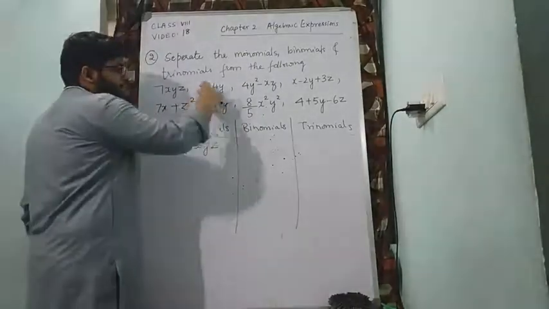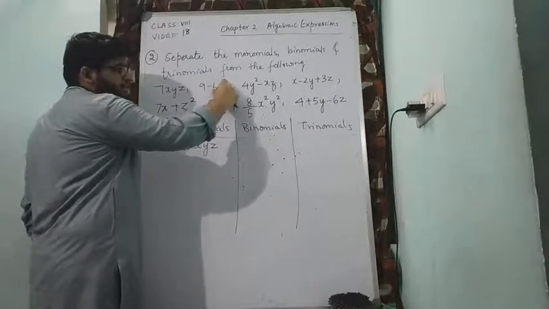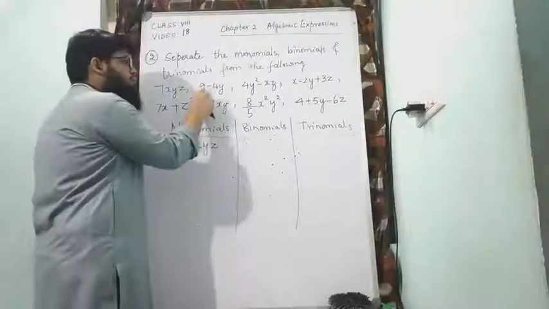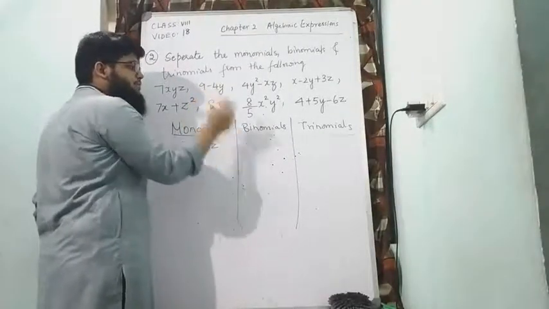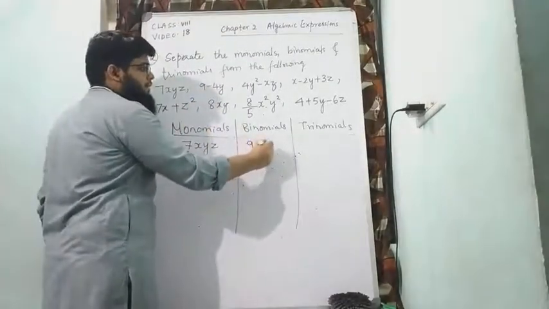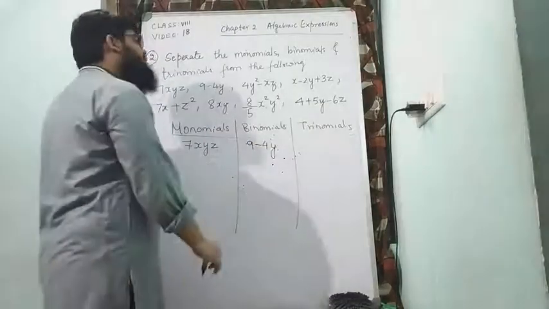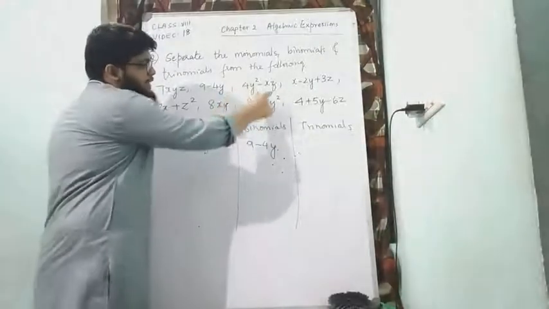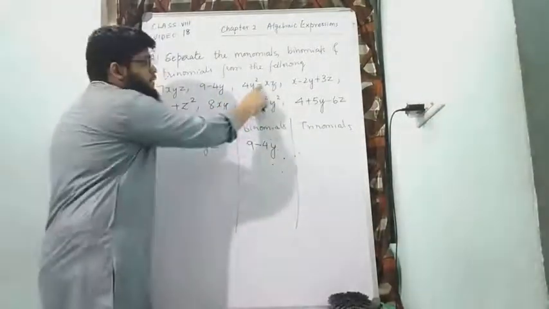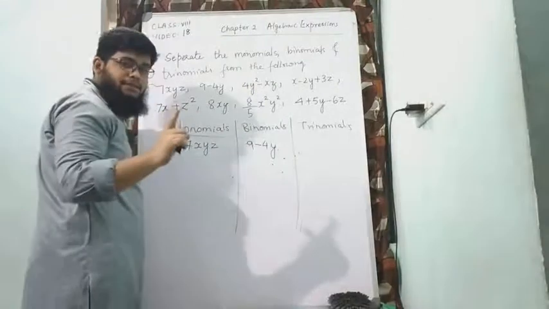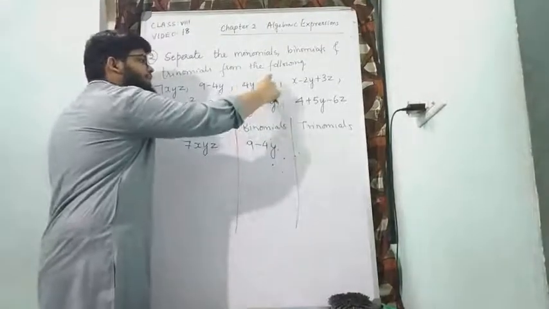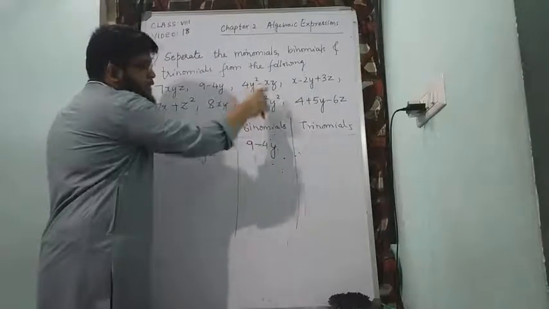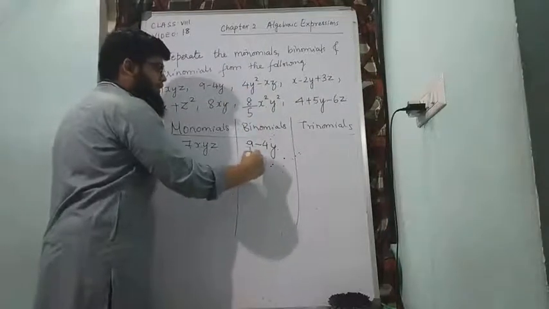9 minus 4y. 9 is one term, 4y is another term because they are separated with a minus sign in between. So there are two terms, and two terms means it should be a binomial. Next, 4y square minus xz. 4y square is one term, xz should be treated as another term because it is separated by a minus sign in between. So there are two terms in this. That's why this will be an example of a binomial again.